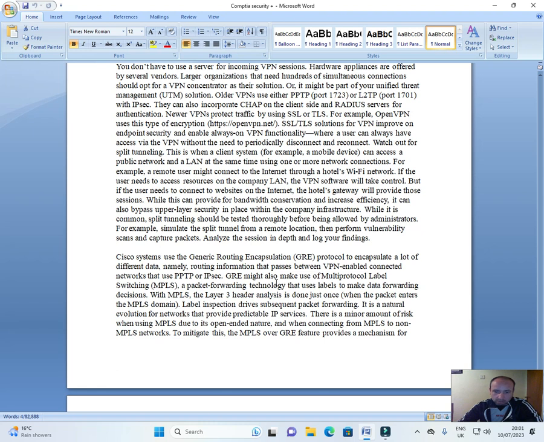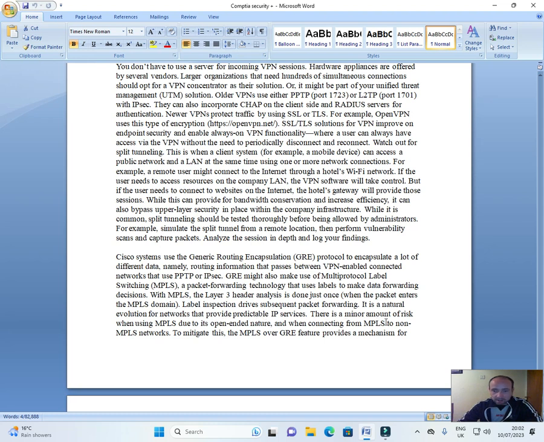GRE might also make use of multi-protocol label switching, MPLS, a packet forwarding technology that uses labels to make data forwarding decisions. With MPLS, the layer 3 header analysis is done just once when the packet enters the MPLS domain. Label inspection drives subsequent packet forwarding. It is a natural evolution for networks that provide predictable IP services.